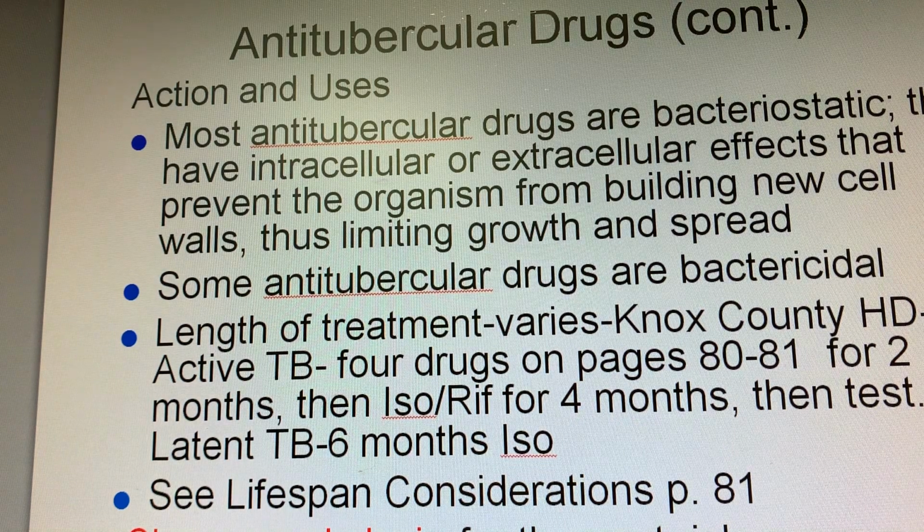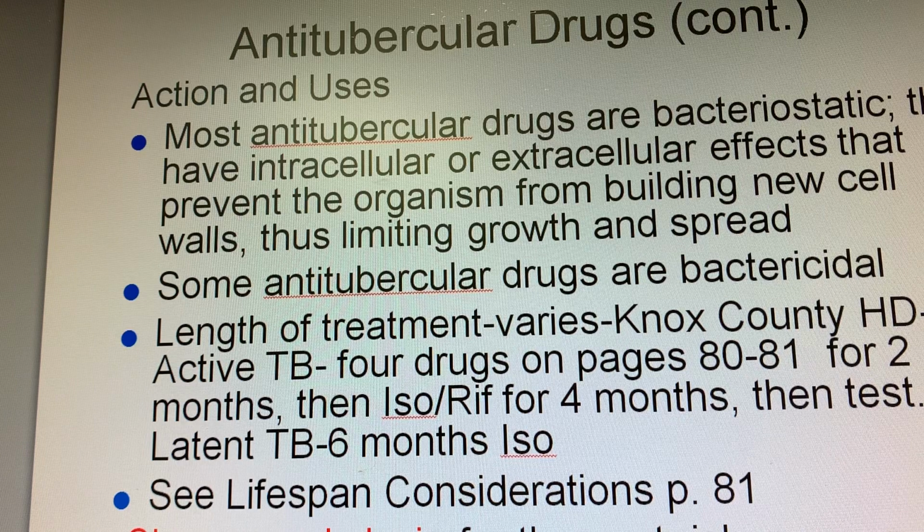So what you end up doing is needing a variety of drugs for a long period of time. Just one drug for 10 days or 2 weeks isn't going to do it. These folks are on these anti-tubercular drugs for 6 months to 2 years in some cases. Now, the length of treatment varies depending on how long it takes for a patient to give a negative sputum result, but the Knox County Health Department has this policy for active TB, where the bacteria is working in the lungs or in other body parts. They're going to use the 4 drugs listed on pages 80 and 81 in your book for 2 months, and then they're going to switch to just the first 2 drugs, isoniazid and rifampin, for 4 months, and then they test and see what your sputum samples are looking like.